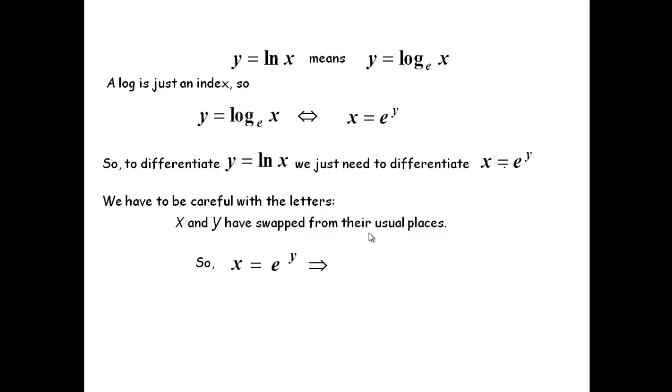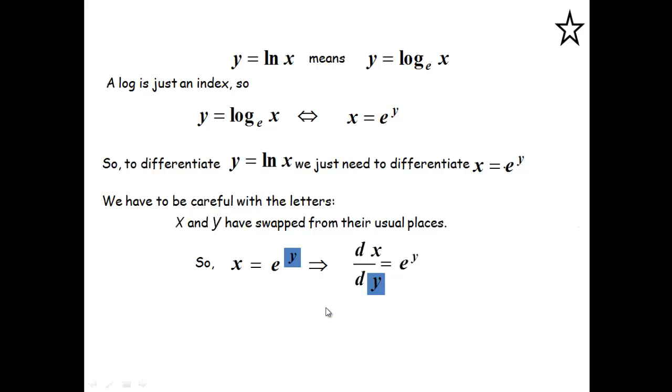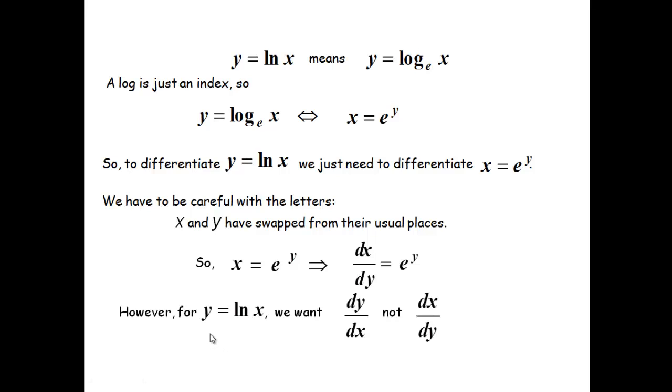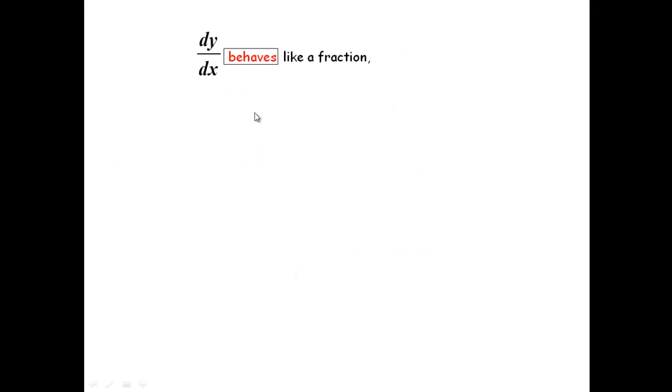Because we've swapped the x and the y, we're no longer looking at y equals a function of x, we're now looking at x as a function of y. So it's not dy/dx we're looking at initially, but dx/dy. So because y equals e to the x gives us dy/dx equals e to the x, then obviously x equals e to the y would give us dx/dy equals e to the y. It's dy/dx we want though. Remember, we're trying to differentiate y equals ln x. But dy/dx behaves like a fraction. Remember, that's the whole basis of the chain rule.